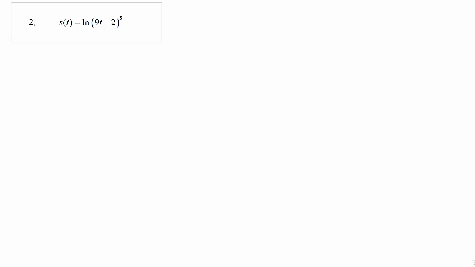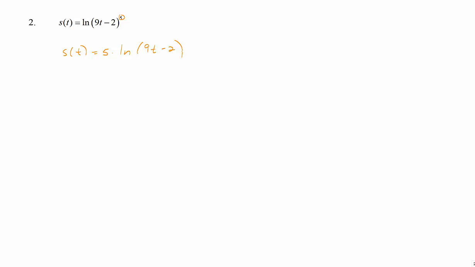Okay, for this next example, s of t is equal to the natural log of stuff. So I'm taking the derivative involving a natural logarithm. Remember that we said anytime you're taking the derivative with a log, think about using algebra first to rewrite it and simplify it. So first thing I'm going to do is rewrite this. Since it's raised to an exponent, that can be rewritten as s of t is equal to 5 times the natural log of 9t minus 2. Okay, so that's just algebra, rewriting it. I have not taken the derivative yet.